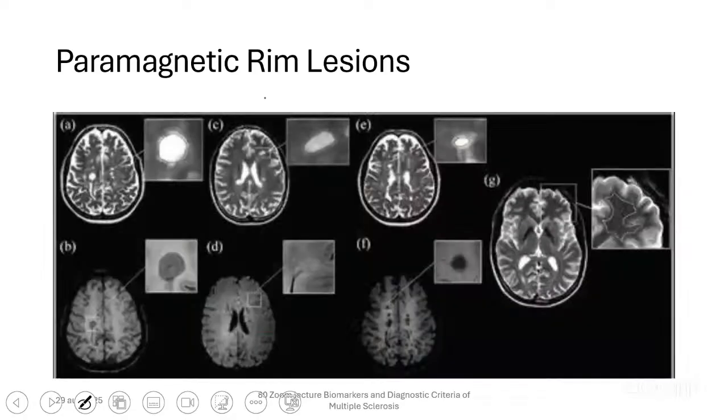These are the paramagnetic ring lesions, where you can see the bright thing inside the enlarged picture we're showing. Okay, this is the T1 and this is the T2. That's why the difference.